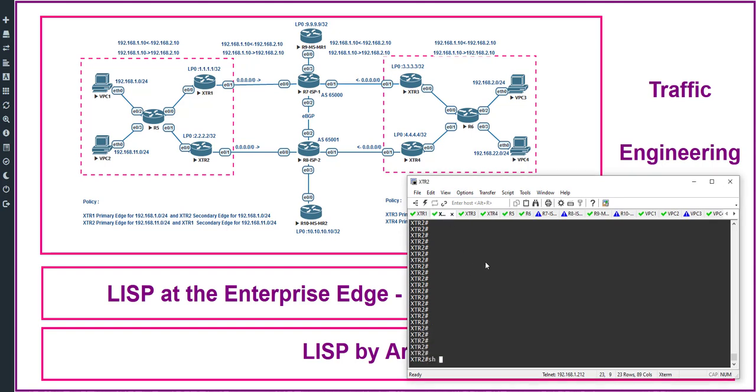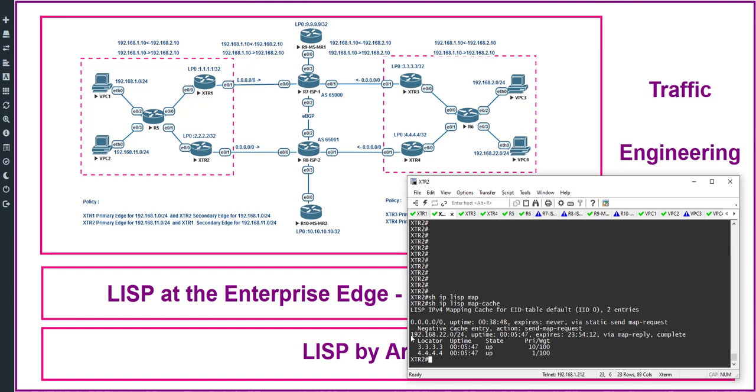But in XTR2, look here, if you check show ip lisp map-cache, you can see that we learned about the 192.168.22.0/24 prefix, or EID. The RLOC of quad 3 has the priority of 10. The RLOC of quad 4 has the priority of 1, meaning quad 4 is better. Because of that, as you can see, we send traffic from VPC1 and the traffic is sent to XTR1, and after that, XTR1 is now using router 3 as the entry point for 192.168.20.0.